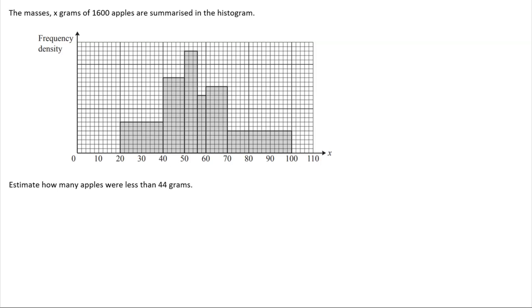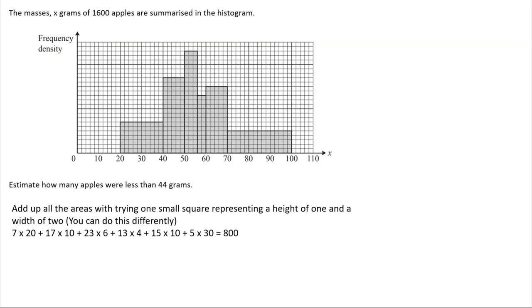As long as what you do is you work out using that scale, does that give you the 1,600? If it doesn't, then you need to adjust what that height is for the frequency density. So the way I did it was, as I mentioned, looked at the width. Between 20 and 40, you get 20, and you've got a height of 7 for the first bar. So I said that has an area of 140, and then the next bar, 10 across, 17 up, so it's got an area of 170. So that's what I did.